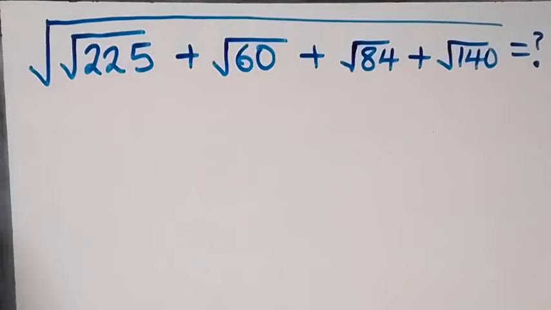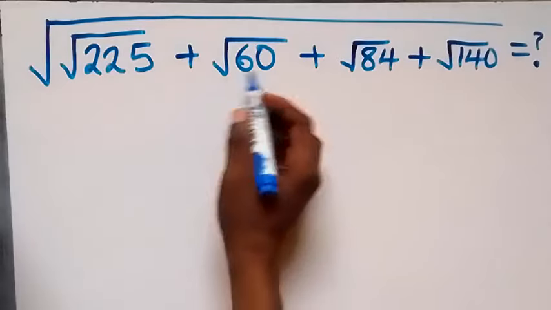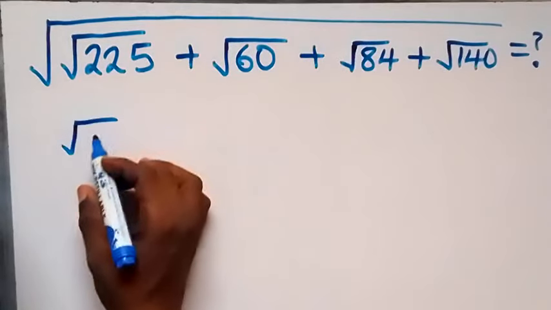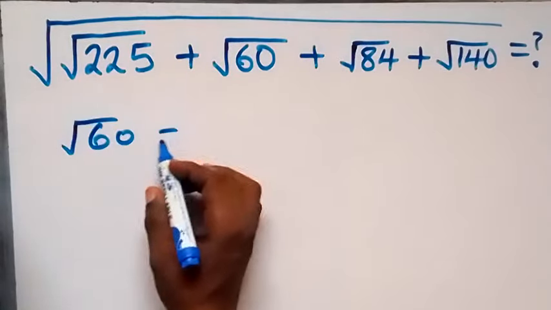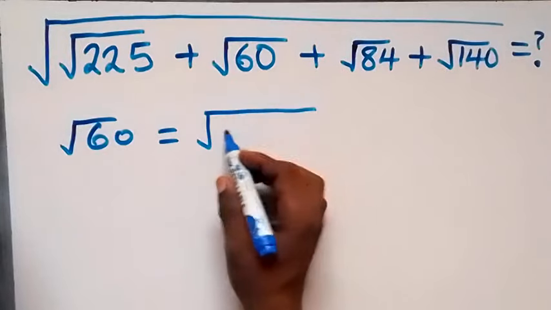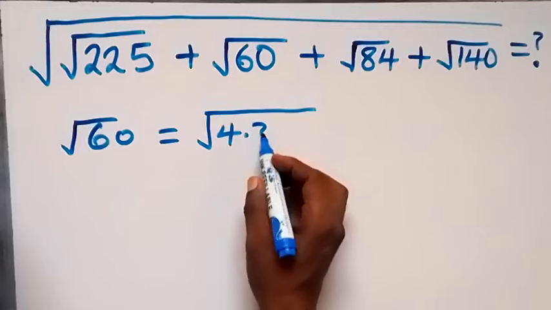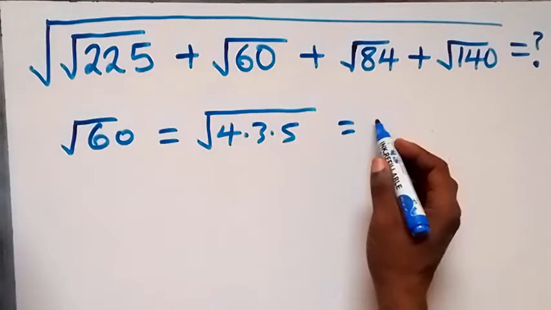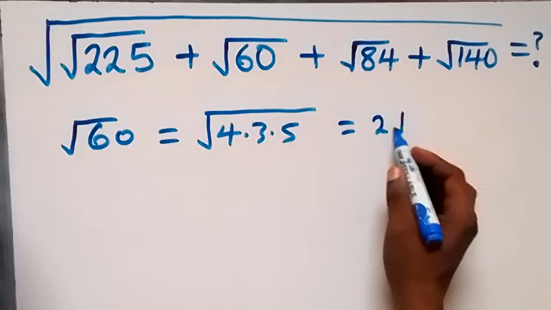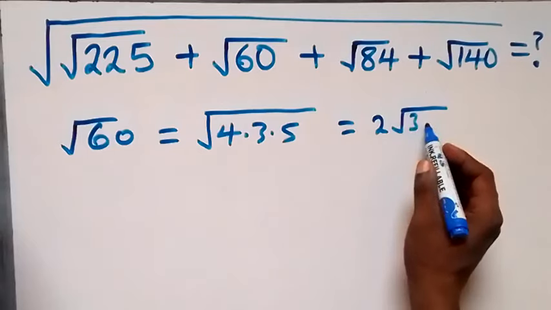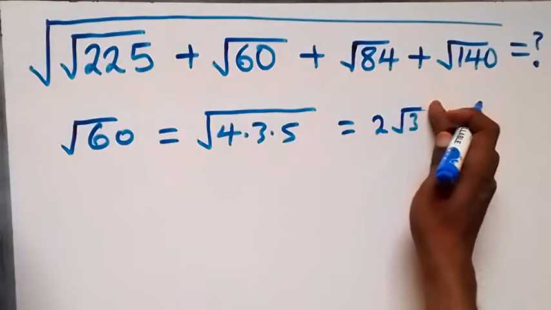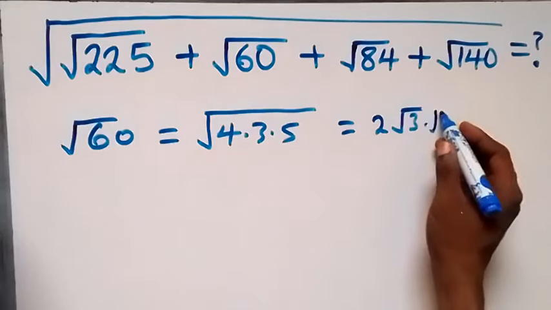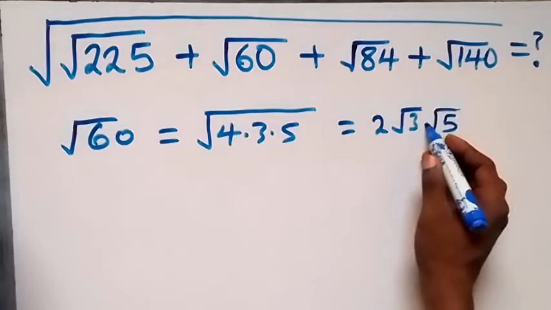Hello, you're welcome. How to solve this nice math problem involving roots. From here, let's write root 60 again as root 4 times 3 times 5. And since we can get root 4 as 2, that will be 2 root 3 times root 5. And we can separate that as root 3 times root 5.